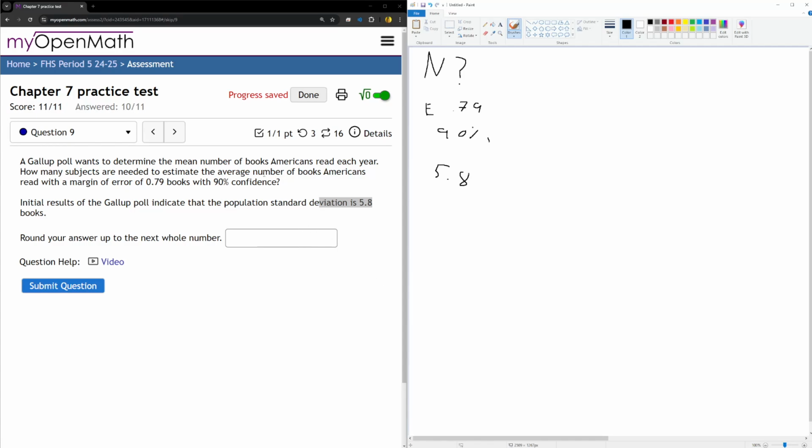Some things to keep note of: the initial results of the Gallup poll indicate that the population standard deviation is 5.8. If the population standard deviation is given, you solve for the z-score. If the population standard deviation is not given, you use t-score. Understand the difference.